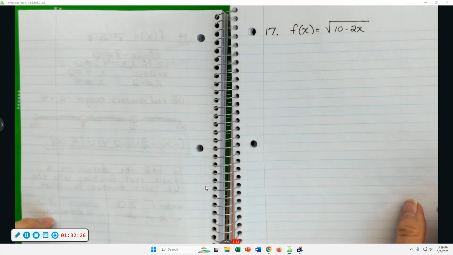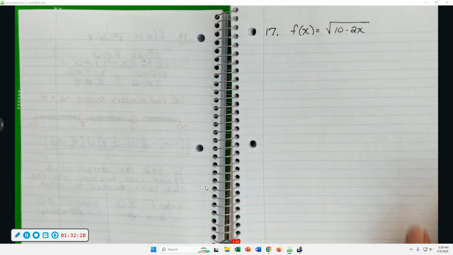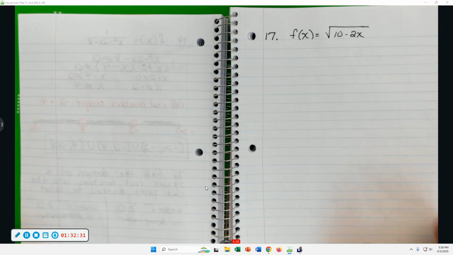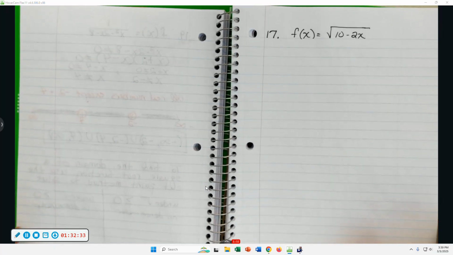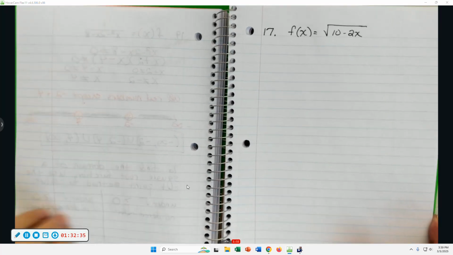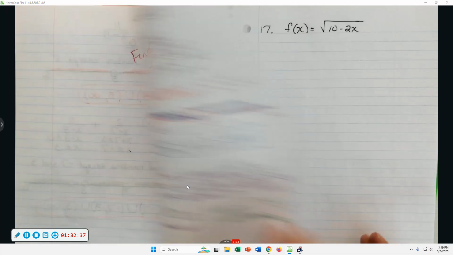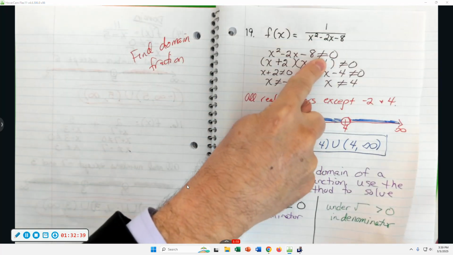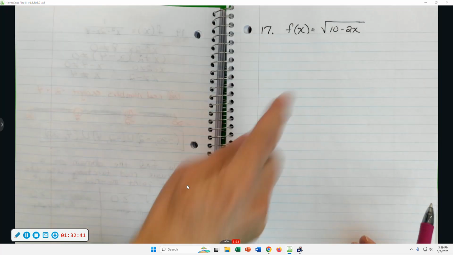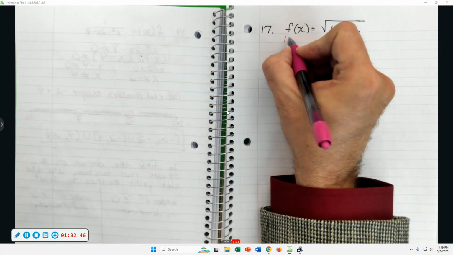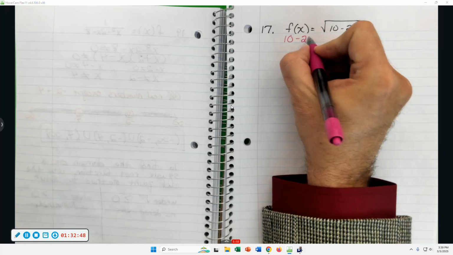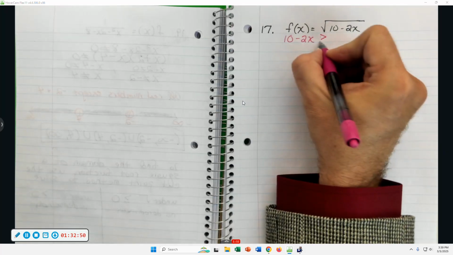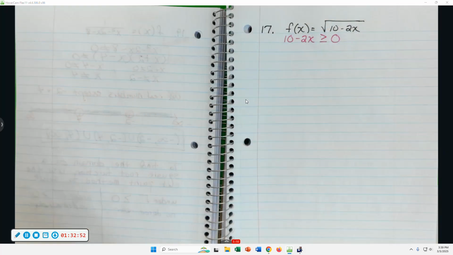You know what I tell the students? You start off the same way you do with those rational ones we just finished. When there's a fraction, you set that stuff not equal to 0. Here you use the radicand, but instead of not equal to, you set 10 minus 2x greater than or equal to 0.